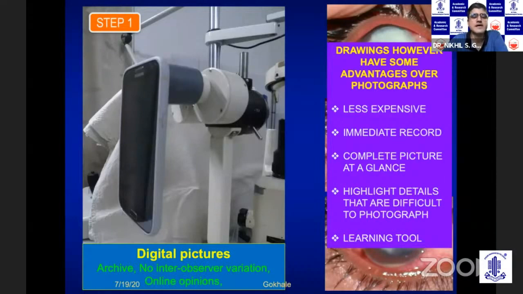Even today, I would spend maybe several minutes to go back and forth looking at the patient when I draw a diagram, so that I can actually replicate what's on the patient's eye. And it's much less expensive. It gives you immediate record. And there are several details which you cannot archive on a photograph, as well as for example, a slit view cannot be obtained on a photograph as well.